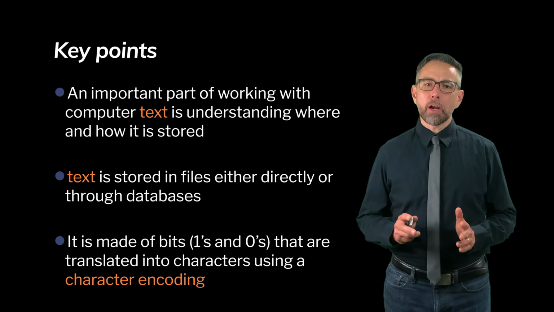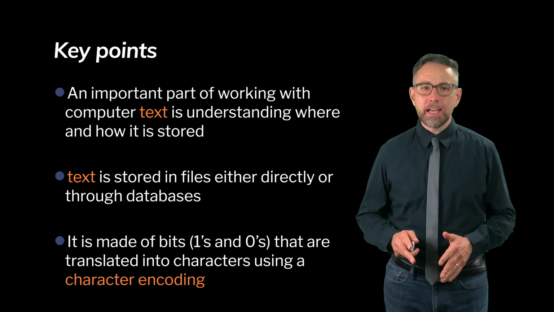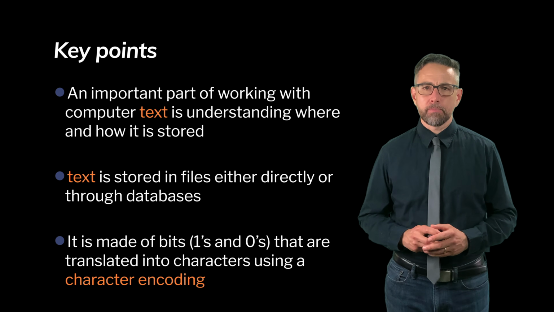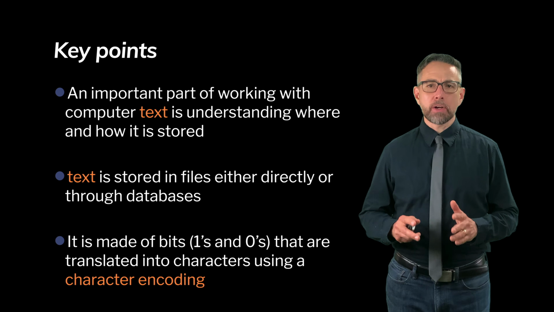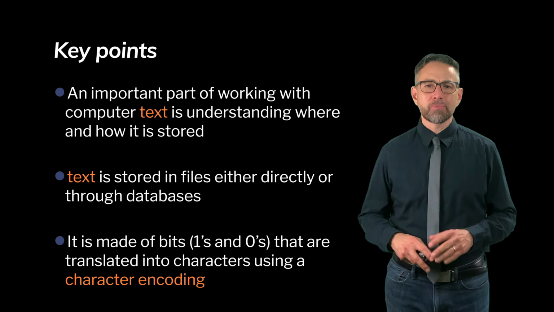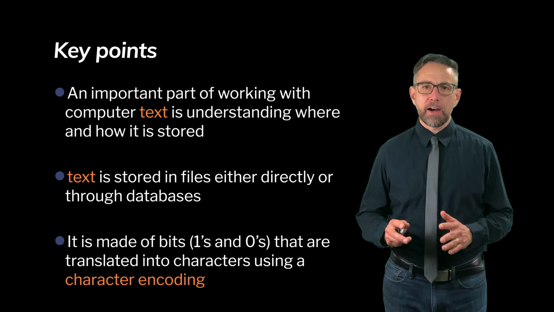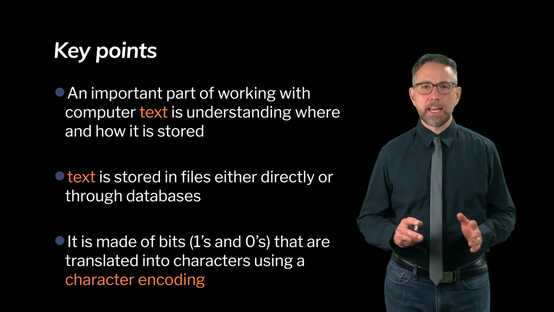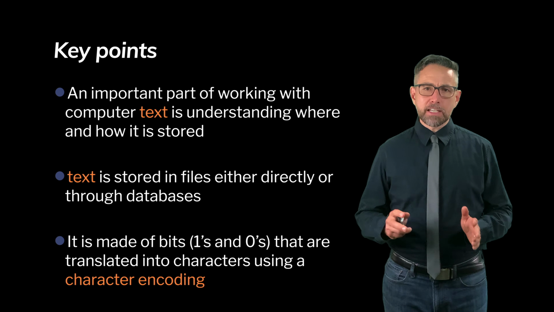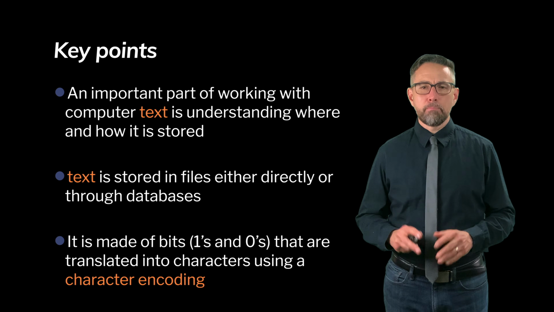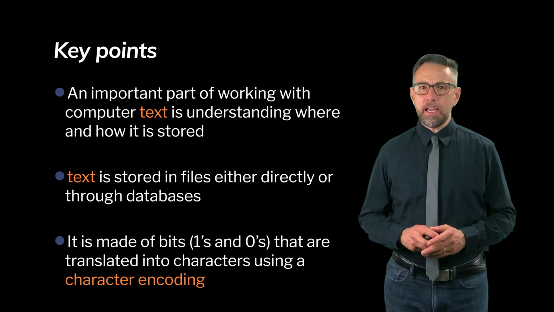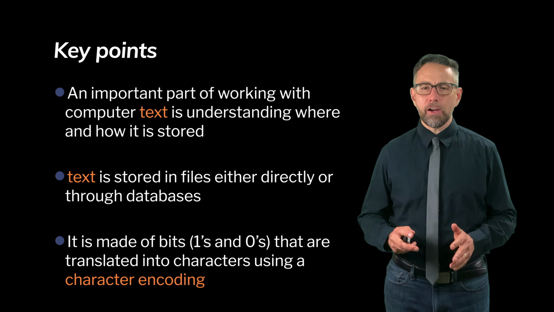An important part of working with computer text is understanding where and how it is stored. Text is stored in files, either directly or through databases. Databases keep all their data in files also, but you usually access it through a database interface rather than the file interface. All of our text files are made of bits. Bits are a name for a 1 or a 0, and those are translated into characters using what we call a character encoding.